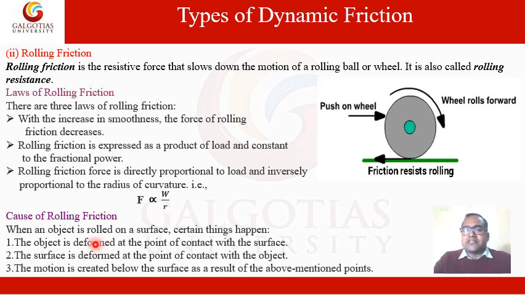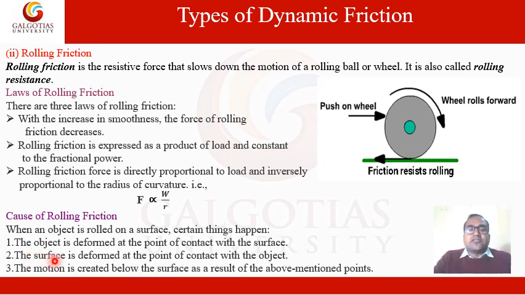Now what are the causes of the rolling friction? When an object is rolled on the surface, certain things happen. What types of things are there? Now the object is deformed at the point of the contact with the surface. This is the point of the contact of the surface. At this point we can say the object is deformed.